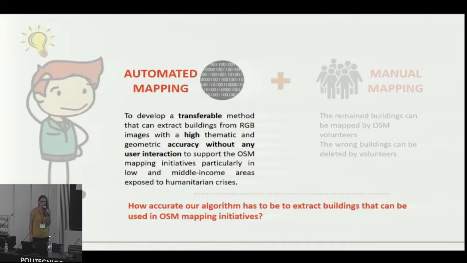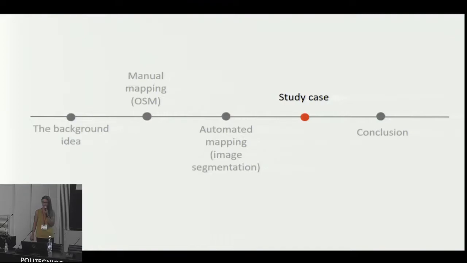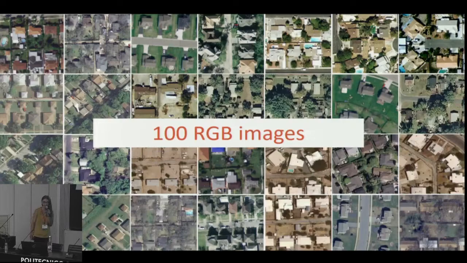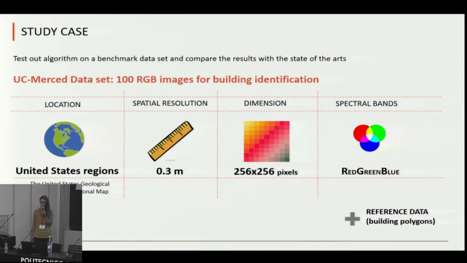And now we had a question: how accurate can an algorithm be, and can we use the resulting buildings for OpenStreetMap? So as part of the PhD study, we did a small case study. We took a data set with 100 different images from the US, as you can see in this slide. They have a very high resolution, and they are also free RGB images.